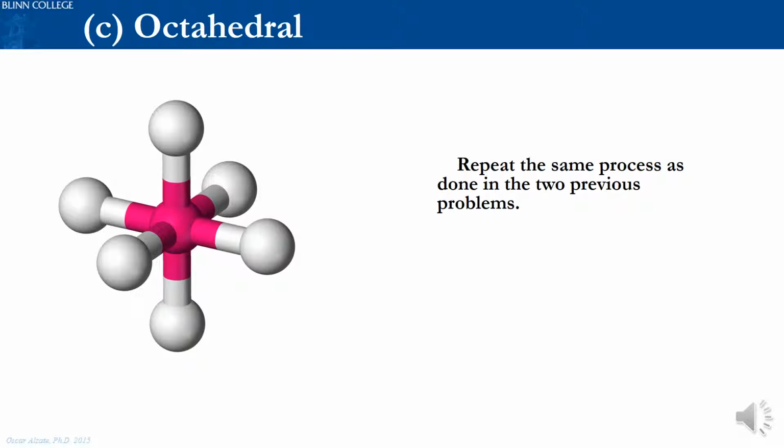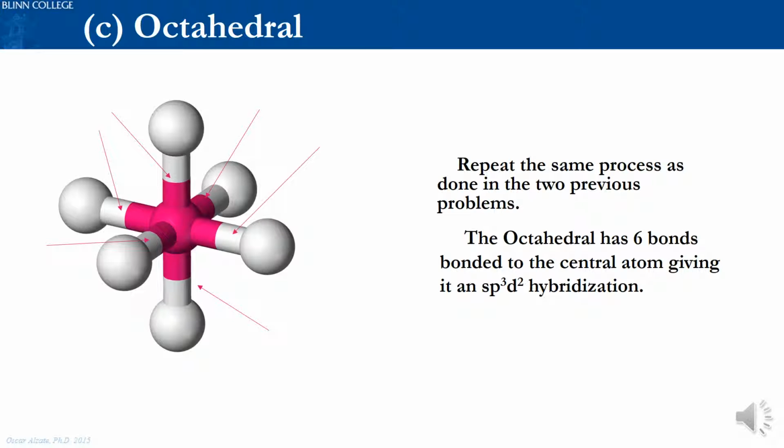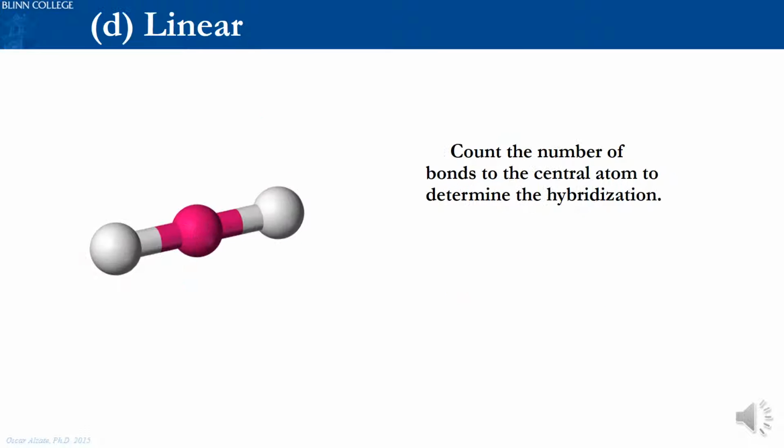We will do the same with the octahedral and count the number of bonds to the central atom, which is pink. The octahedral has 6 bonds bonded to the central atom, giving it an sp3d2 hybridization, which again, added all up together, gives you 6 orbitals that match the number of bonds to the central atom.